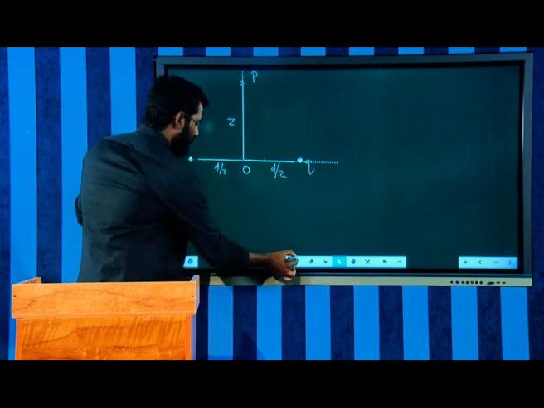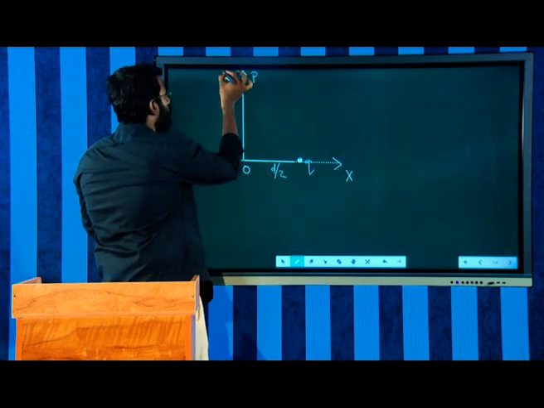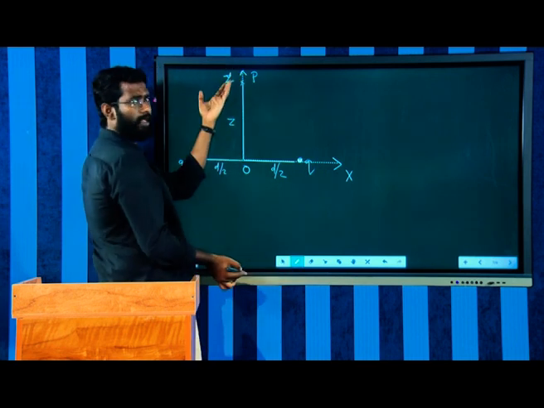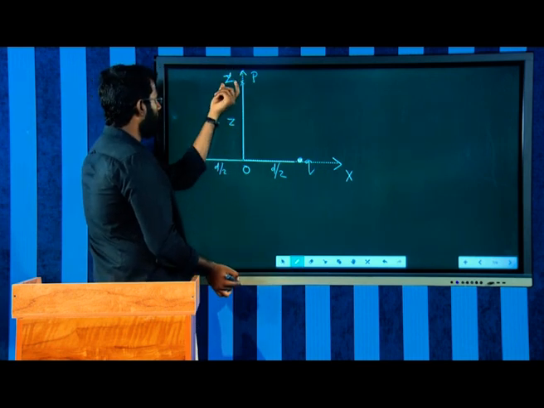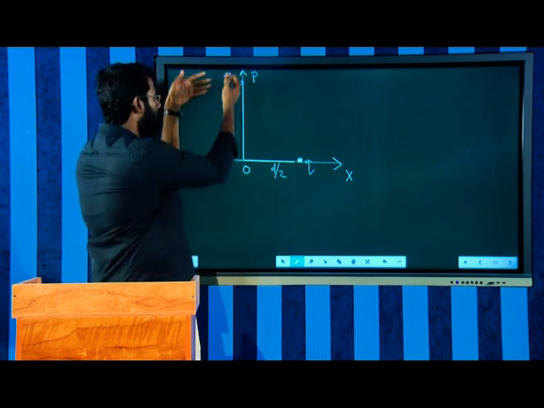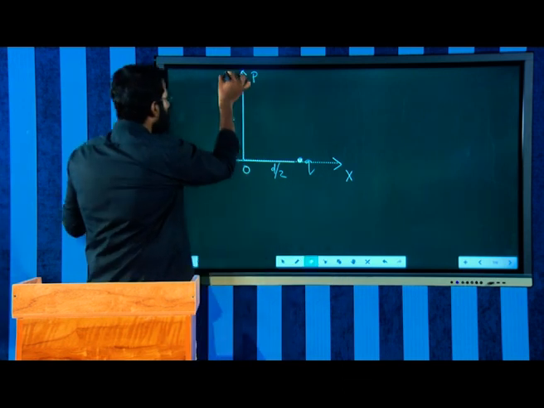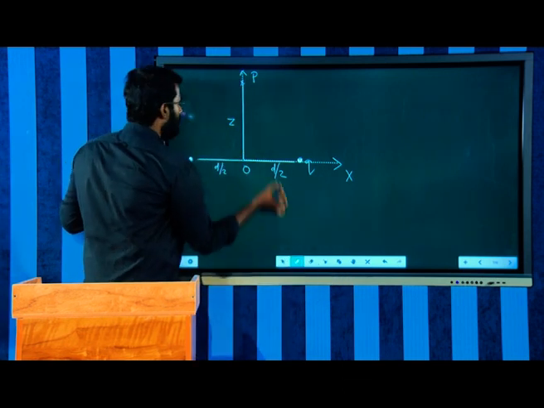Now you have the x axis and the z axis. You can take it as y, no problem. Then why did I take it as z? Because I have given this distance as z, that is why I called it z. There is no problem in that. Anyway, this is the z axis.